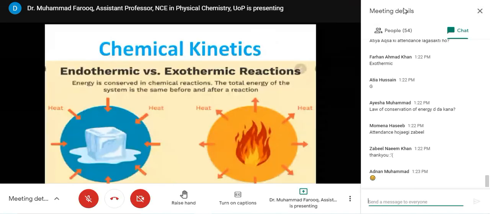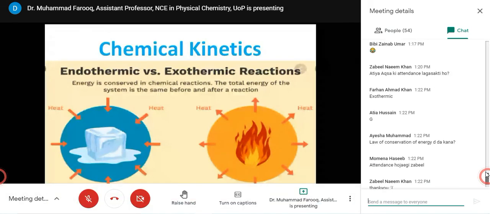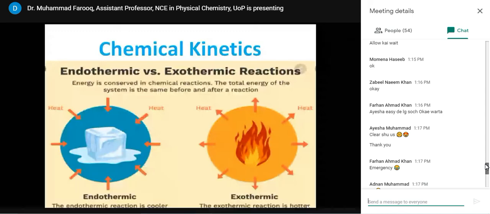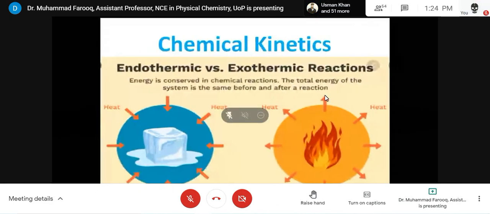Is it clear now? Any questions, please? I finished the class because these are the general topics. I gave you two examples of endothermic: the melting of ice and the dissolution of salt. For exothermic, for example, the dissolution of calcium oxide in water, burning, and also the sun's energy. These are exothermic in nature. So there are many examples actually.